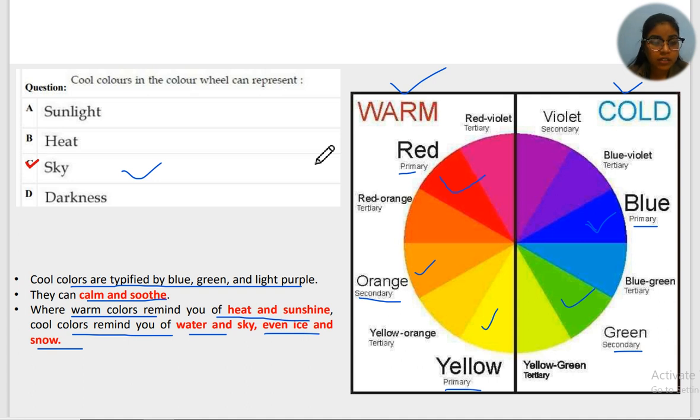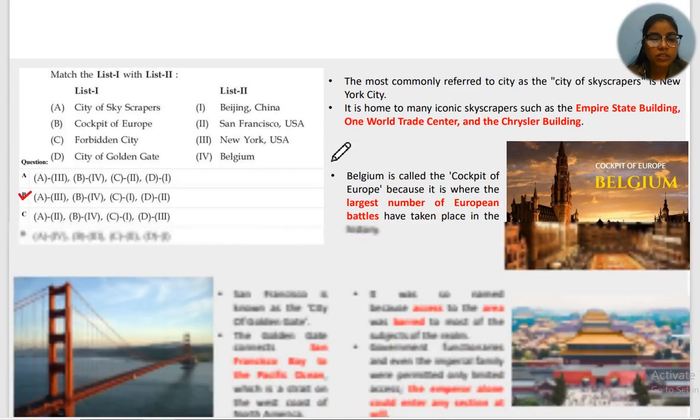When we talk about warmness, like heat, sunshine, anger, these things are categorized as warm colors. But when you talk about calmness, soothingness, the sky, most of the time when we talk about something in the context of nature, it symbolizes cool only, like water and sky, ice, snow, these things. Now moving to the next question.